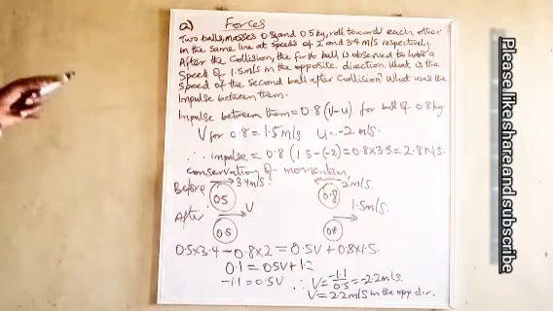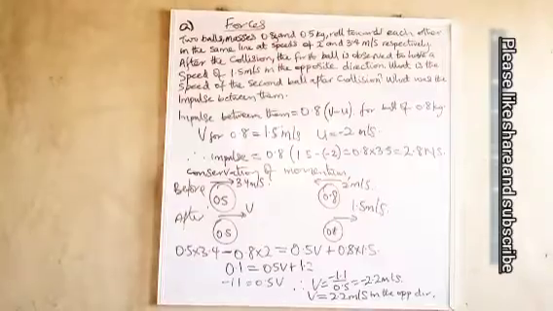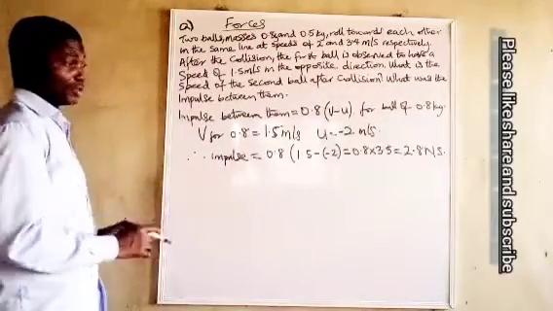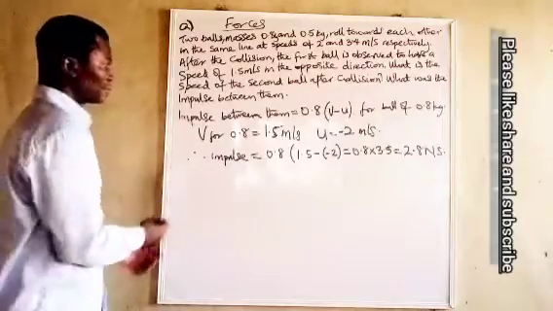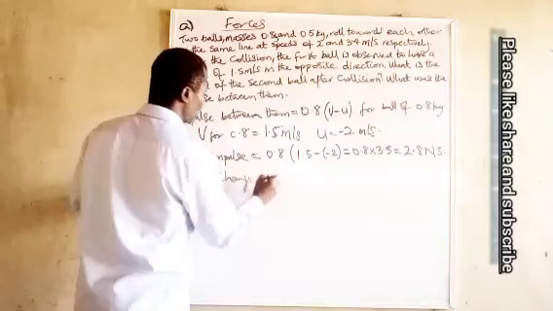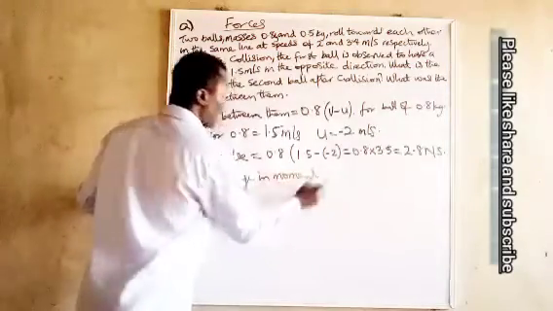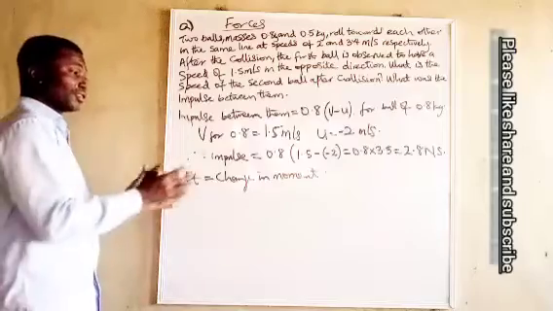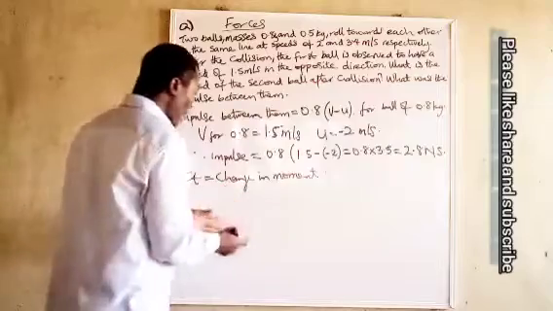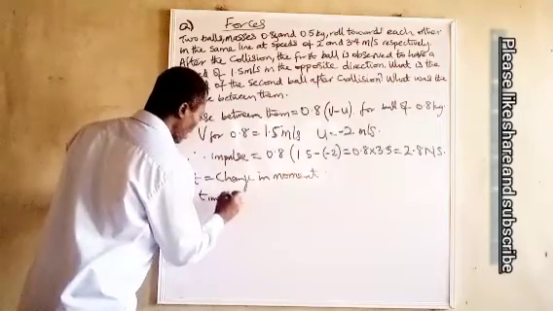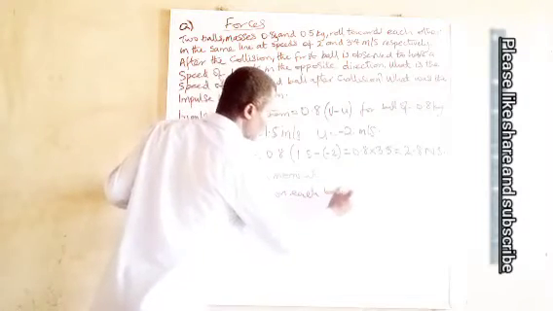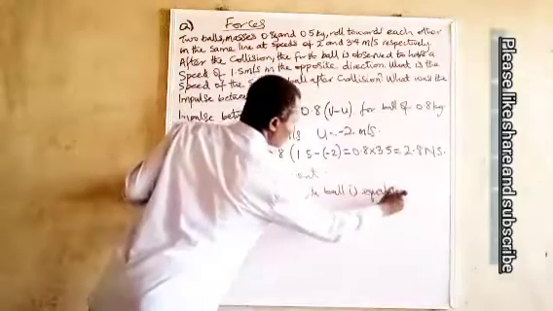Now let's look at if we use that FT, that impulse. Understanding it from all these perspectives is very important, because when you get to higher level, all these things will be brought to fore. You know that FT is equal to change in momentum. And from Newton's third law of motion, we know that FT on the first one will be equal to FT on the second one. Why? The time and force on each ball is equal and opposite.